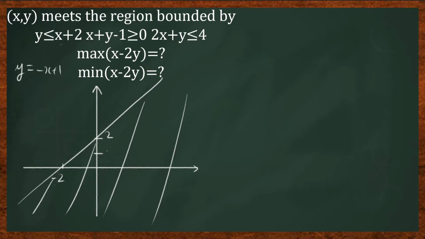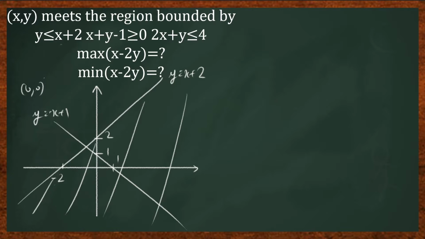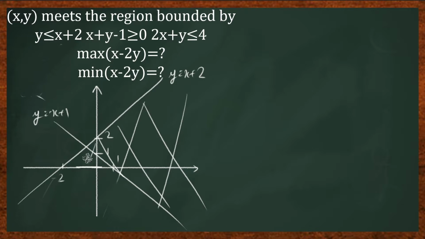Let's do the same thing for x plus y minus 1 is greater than or equal to 0. After that, let's put in x and y equals 0, and as you can see, this is not true. That means the other side of this line is the region that we have to find.